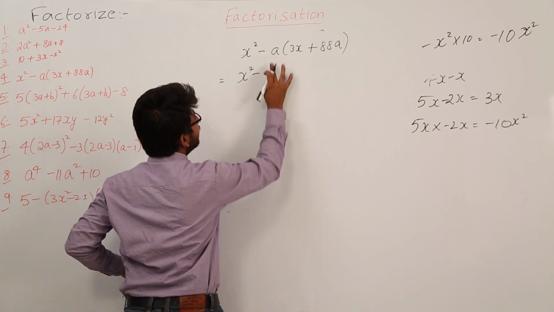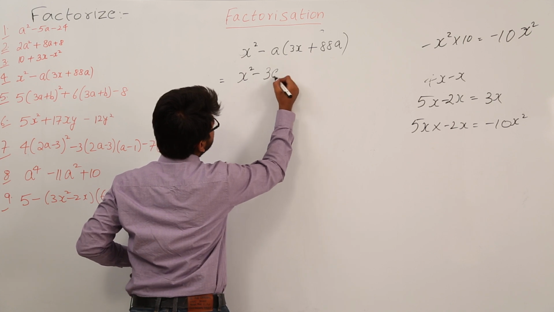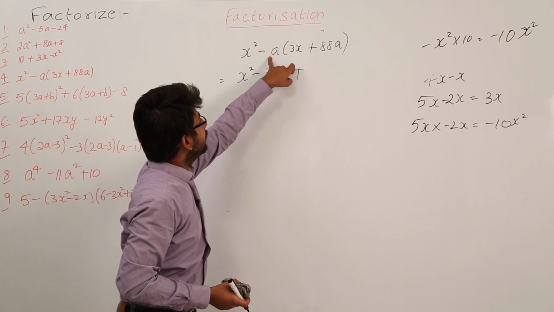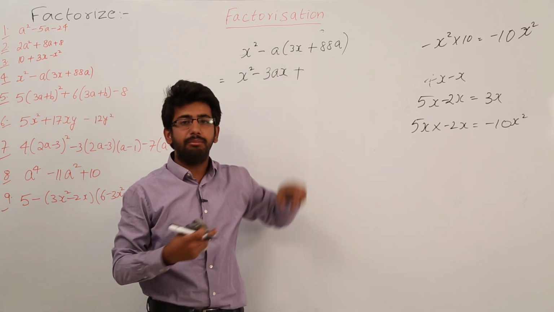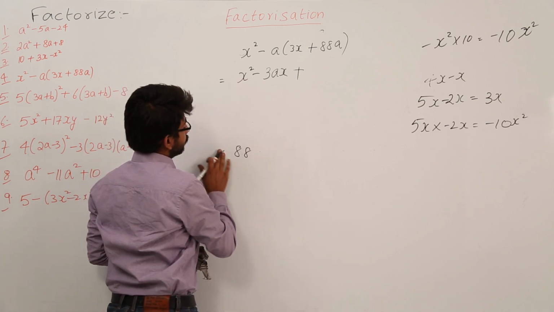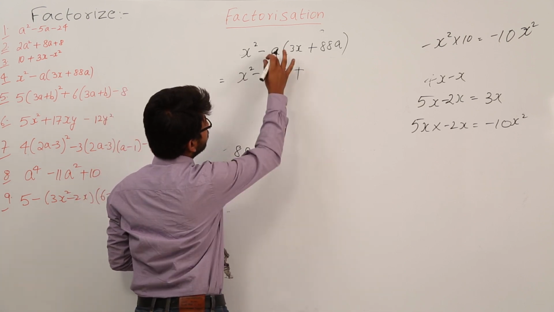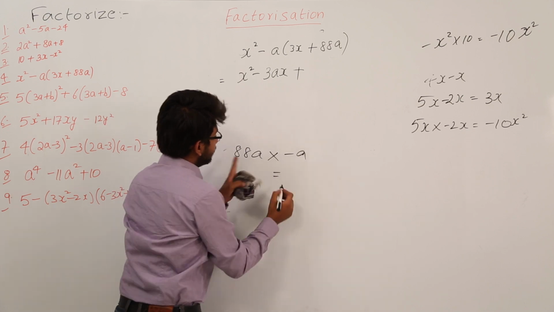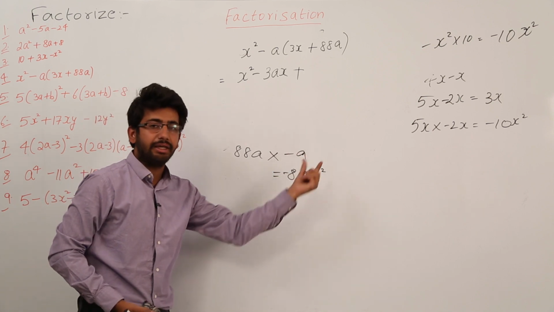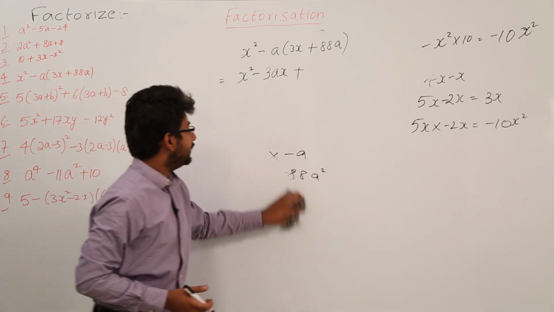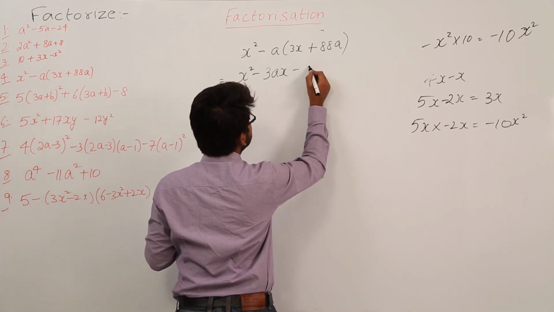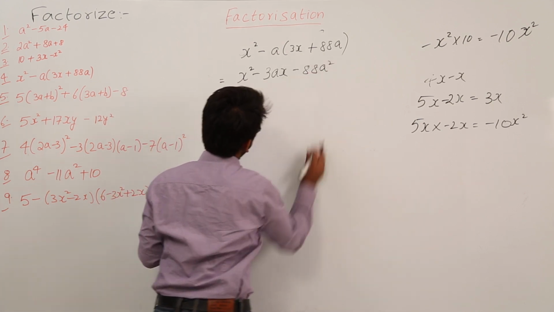x square minus a into 3x can be written as minus 3ax, right? Minus a into 88a can be written as minus 88a square. 88a when multiplied with minus a gives 88a square with a negative sign, because we have one negative sign out of two components being multiplied. So we'll write this as minus 88a square.